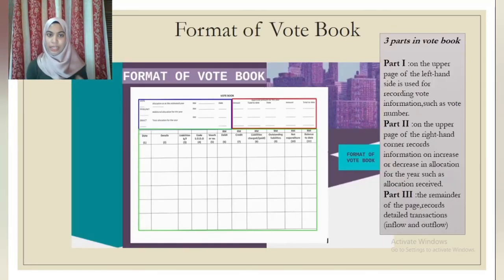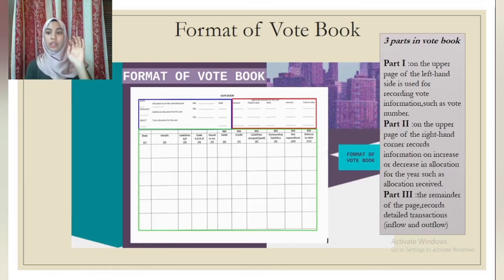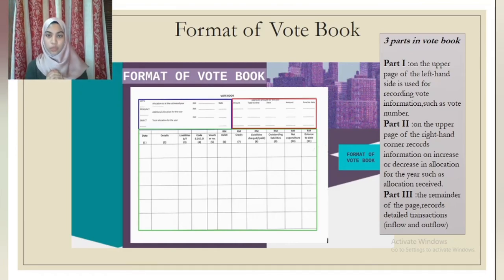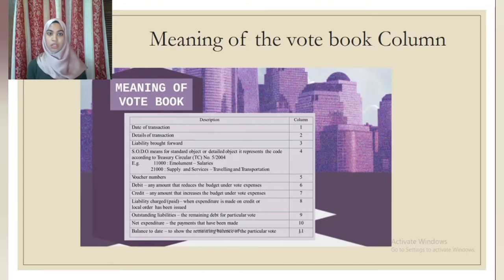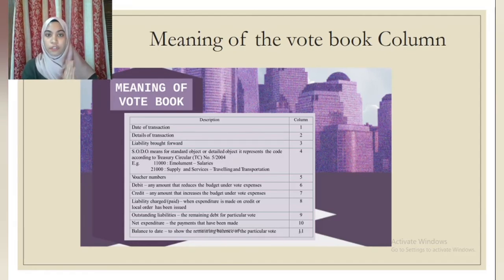So in this slide, it shows the format of the vote book. There are 3 parts in the vote book. Part 1 is in the blue box, part 2 is in the red box, and part 3 is in the green box. Part 1 records vote information. Part 2 records the increase and decrease in allocation for the year, and part 3 records detailed transactions. So this is the meaning of the vote book columns. In part 3 you have 11 columns, because each of these columns contains different descriptions.